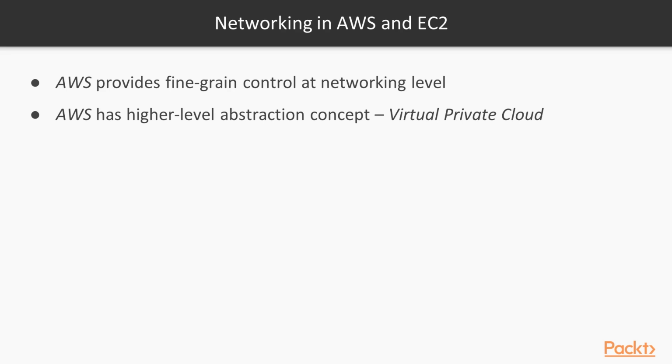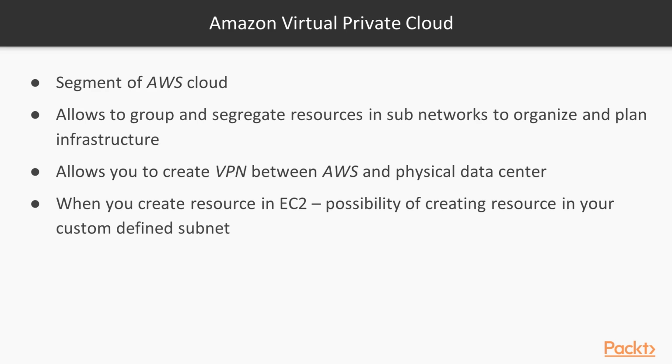AWS provides fine-grained control at the networking level. As with any physical data center, you can define your own networks, but AWS has a higher level abstraction concept that is the Virtual Private Cloud. Amazon Virtual Private Cloud is a segment of the AWS cloud that allows you to group and segregate the resources in subnetworks to organize and plan your infrastructure, matching your requirements.